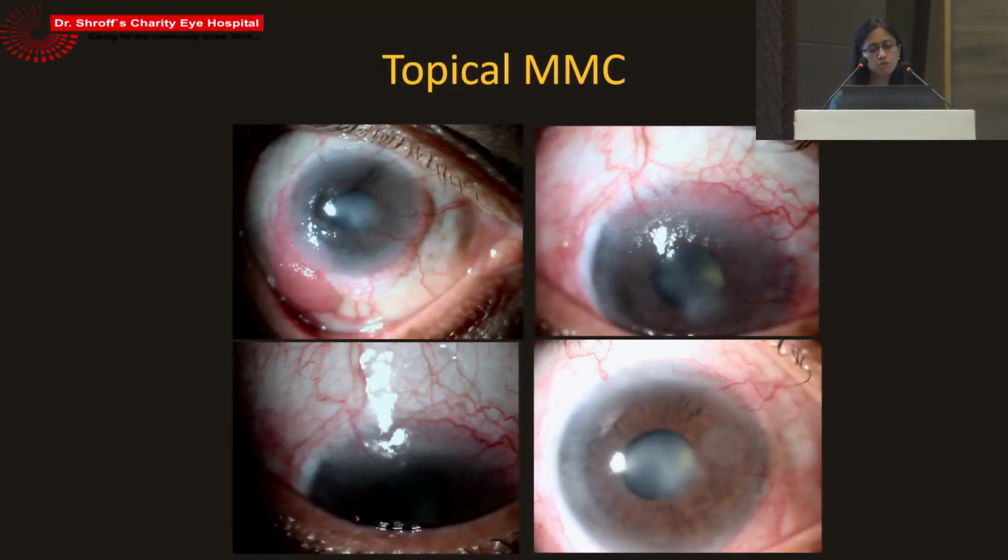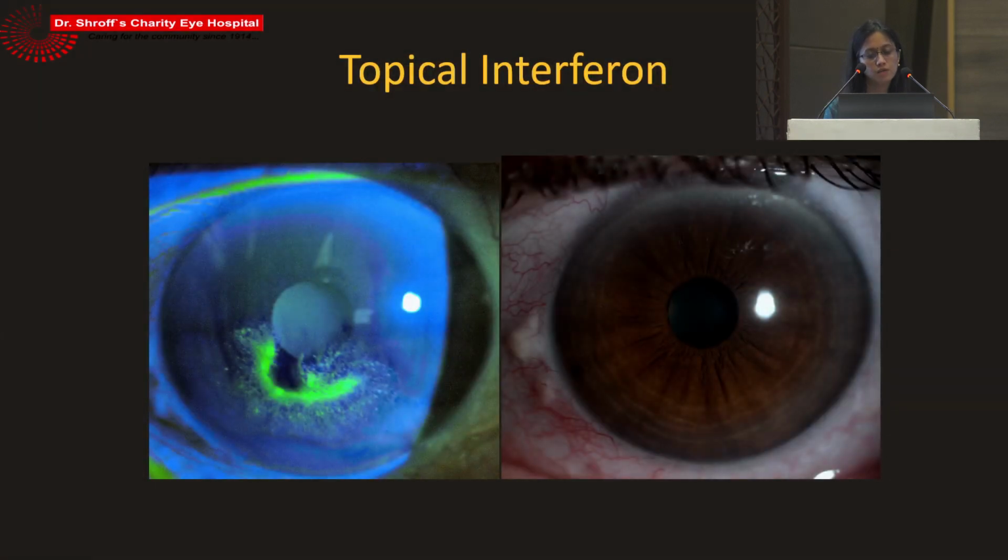This is one of the patients with predominantly involvement of almost 10 clock hours of cornea, which cleared up significantly with just topical mitomycin C, leaving behind a clear cornea with not too much scarring. The same gentleman that we see had the cornea totally cleared up after interferon.